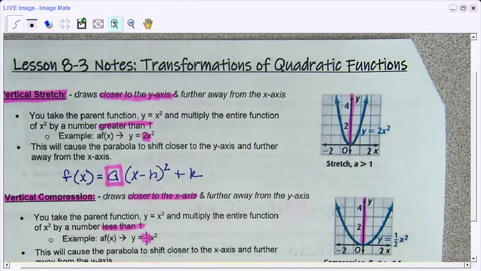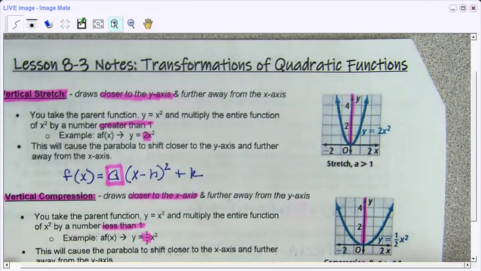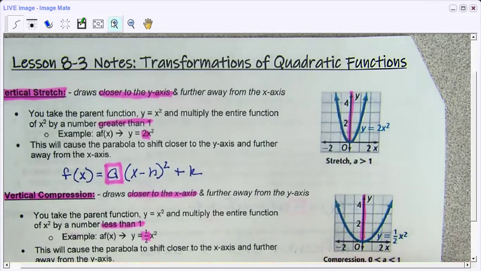So example 12, determine the effects on the graph of the parent function when it's converted to f equals 4x squared and then 1/4 x squared. So this would be a vertical stretch by a factor of 4.